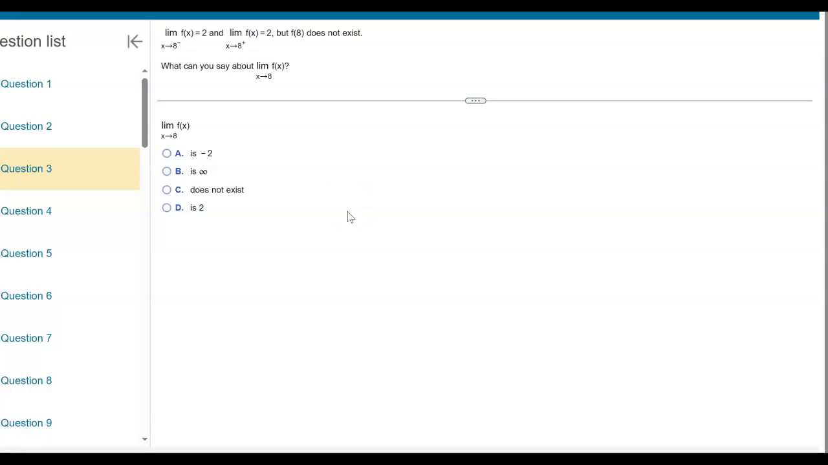Okay, let's begin by doing this question here. The limit of f of x as x approaches 8 from the left is equal to 2, and the limit of f of x as x approaches 8 from the right is also equal to 2. But f of 8 does not exist. What can you say about the limit of f of x as x approaches 8?